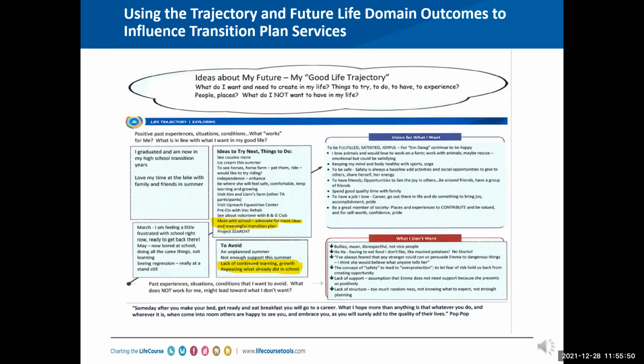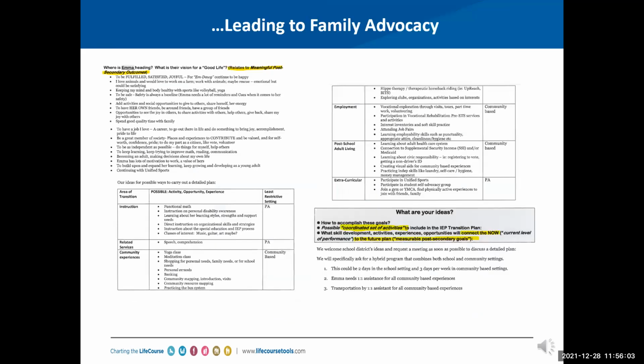So the family chose to take the planning that was done using Charting the Life Course and other person-centered tools to really direct the school to their priorities and requests. This shows excerpts from a plan that Emma and her family created that was shared with the school, which gave ideas for how her transition requirements could be met with classes, community-based activities, related services, different learning activities, and vocational exploration.